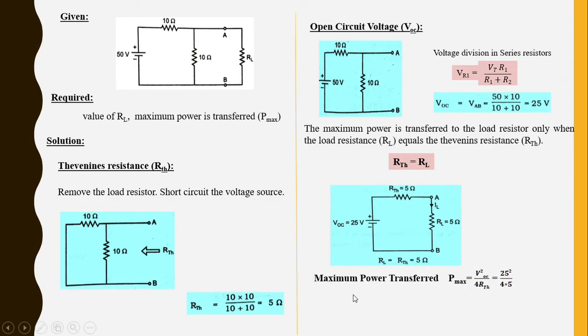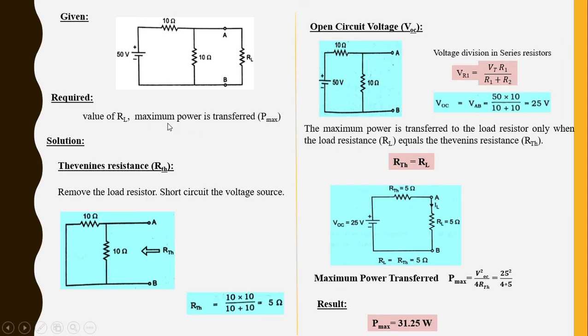Now apply the formula, that is Pmax is equal to square of VOC divided by 4 into RTH. Open circuit voltage value is 25, RTH value is 5, which is equal to 31.25 watts.